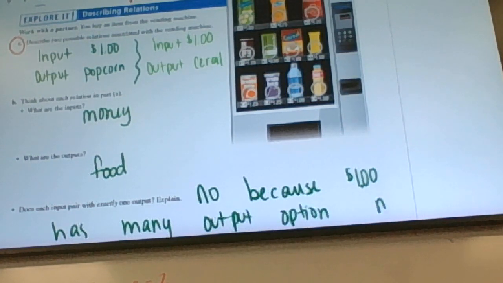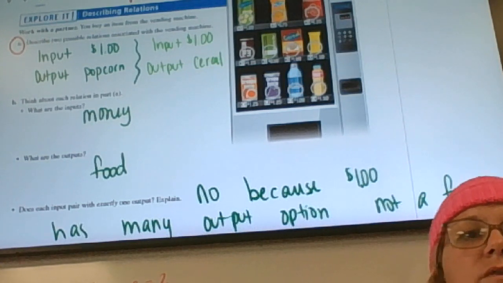So this is not a function. And I know we used to only start talking about this in Algebra 1, but I know you guys have been talking about this for a while.